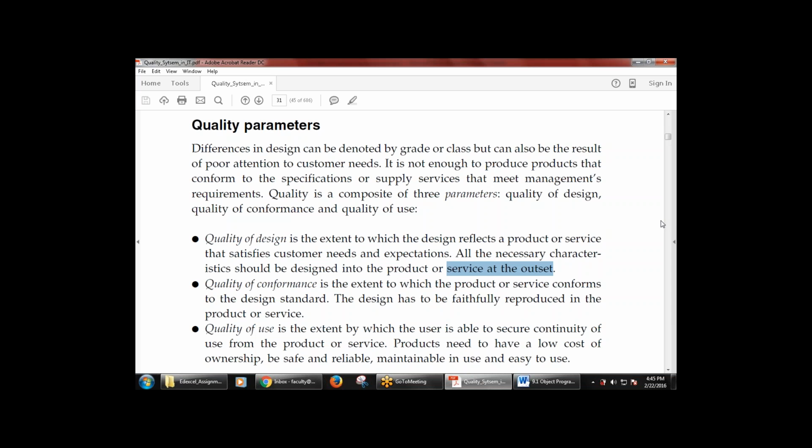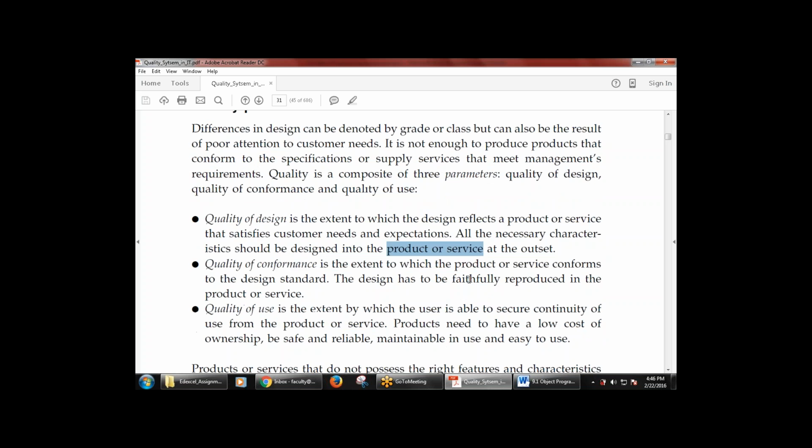For example, my requirement is to design the databases. So as per the requirement, there will be a quality of design available. That is, quality of design will require the characteristics to be designed into a product or service at the outset.